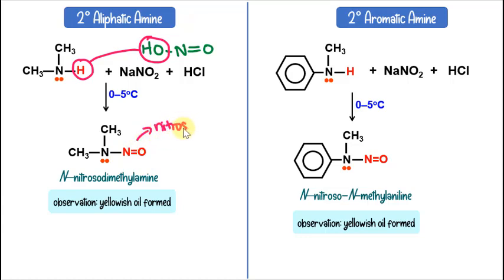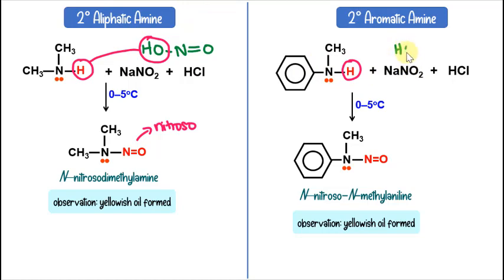Okay, so we have an N-nitrosoamine, where this N double bond O is the nitroso. This nitroso is attached to the nitrogen. So N-nitroso. When the nitroso is attached to the nitrogen, we will obtain a yellowish oil. Okay, we will get a yellowish oil. Okay, so same for the secondary aromatic amine.